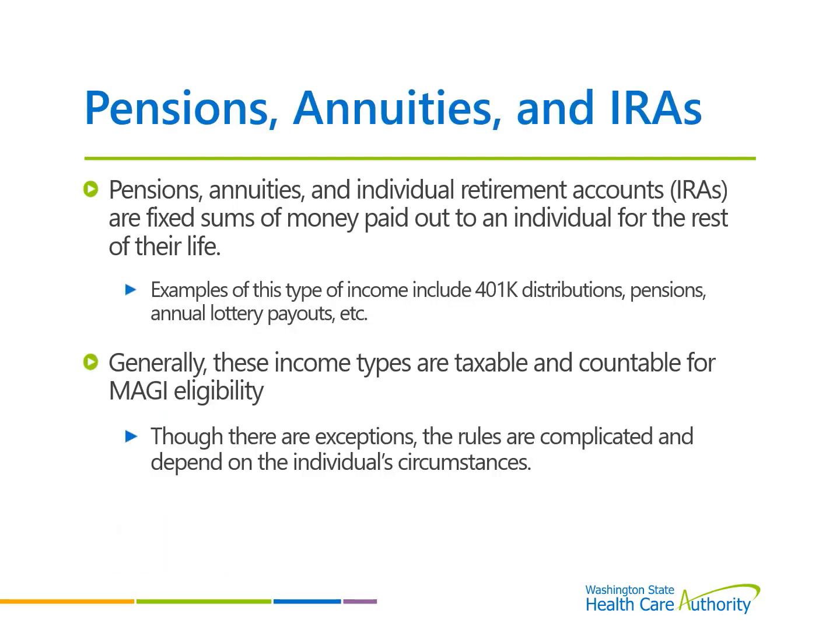Pensions, annuities, and IRAs. Pensions, annuities, and individual retirement accounts, or IRAs, are fixed sums of money paid out to an individual for the rest of their life. Examples of this type of income include 401k distributions, pensions, annual lottery payouts, etc. Generally, these income types are taxable and countable for MAGI eligibility. Though there are exceptions, the rules are complicated and depend on the individual's circumstances.